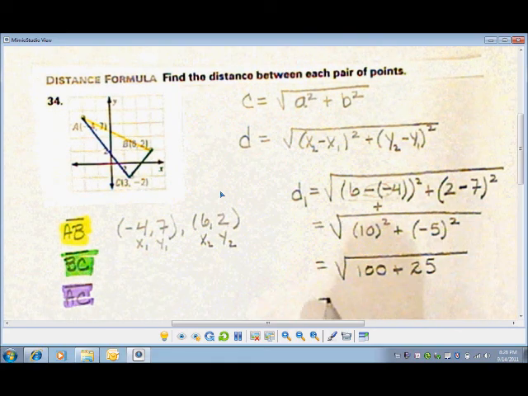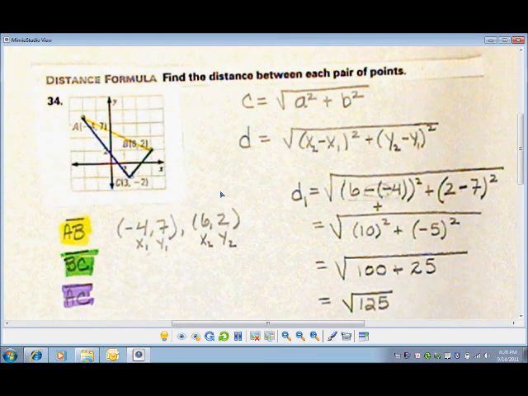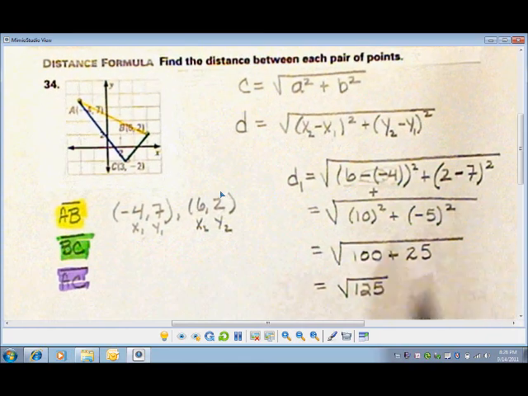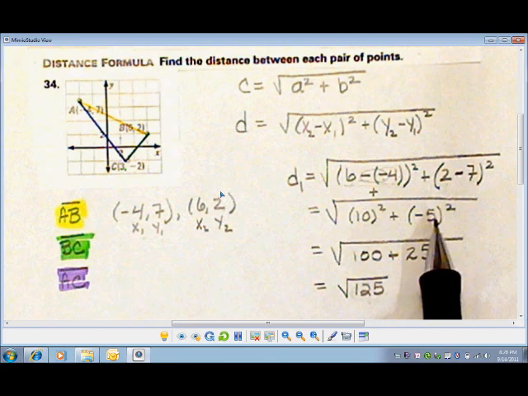So that's going to equal the square root of 125. Now technically we can clean this up because there's a perfect factor that's a perfect square underneath that radical, and we'll learn later that you can't leave that like that. But for right now, what I'm concerned about is that you're learning how to use the distance formula.